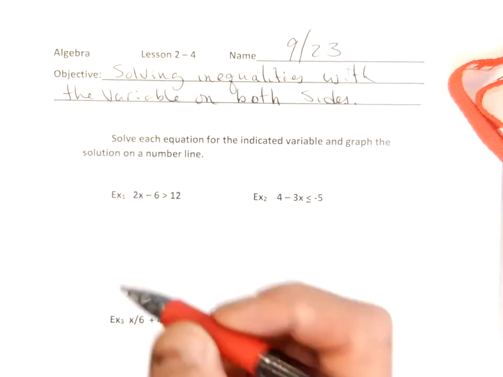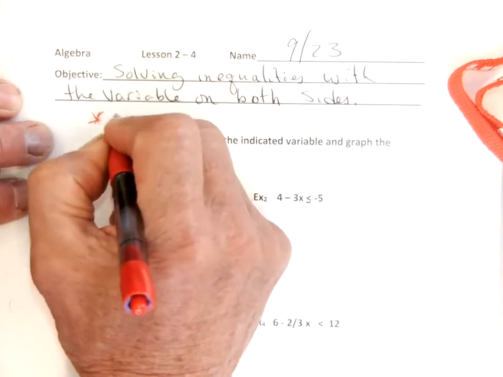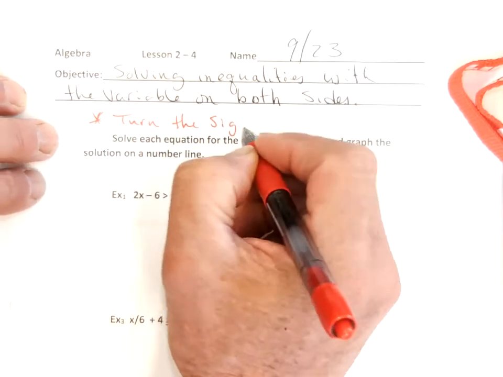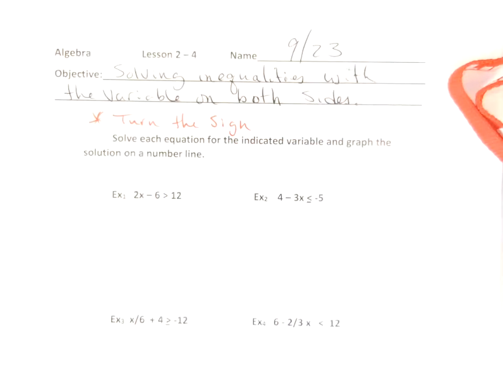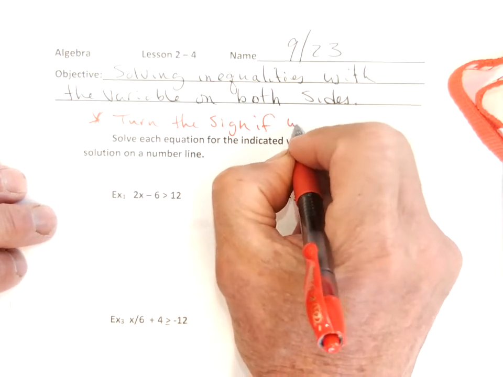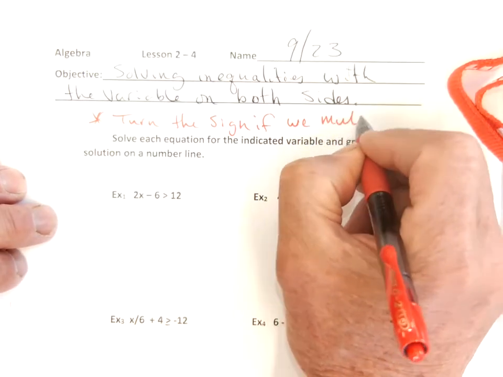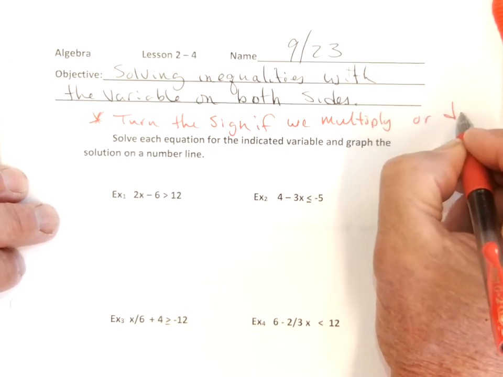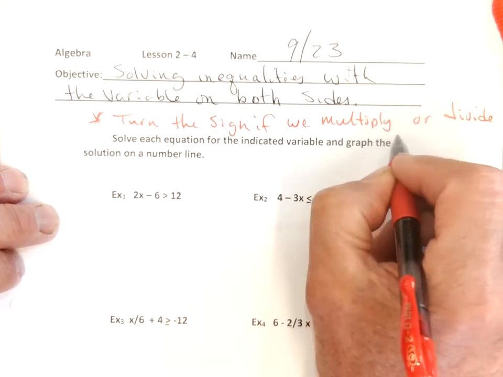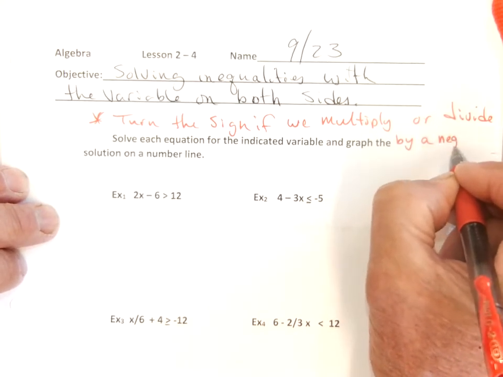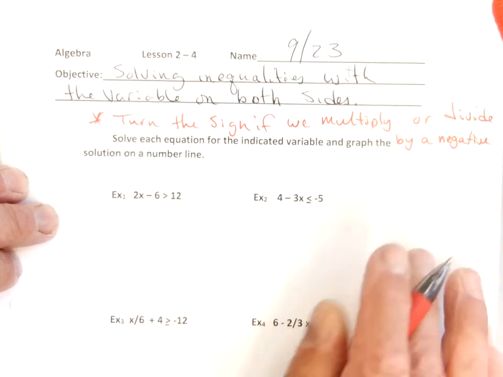We've got to remember to switch the sign, or turn the sign, if we multiply or divide by a negative, right? If we multiply or divide by a negative. Okay?